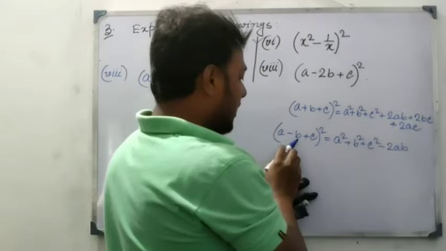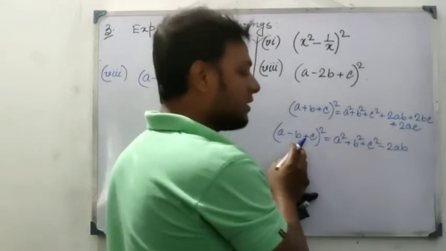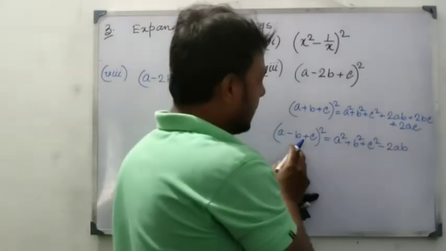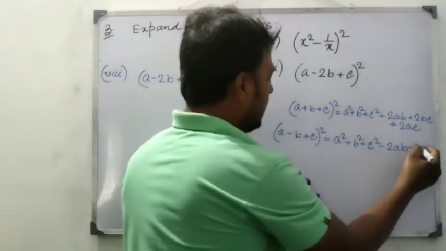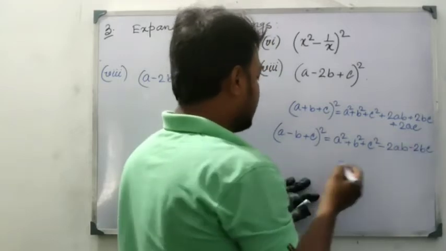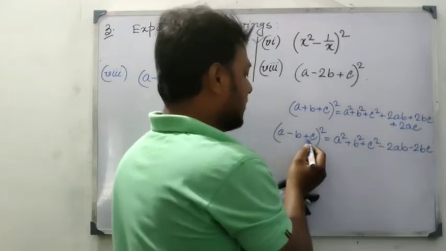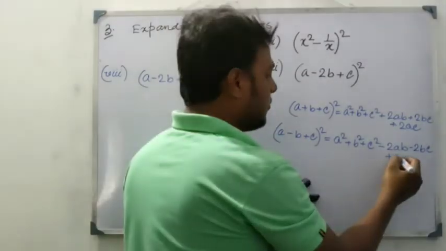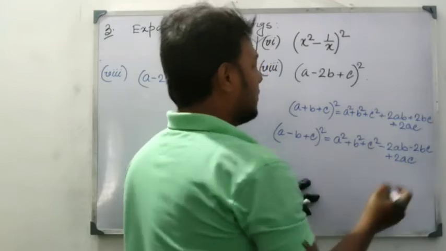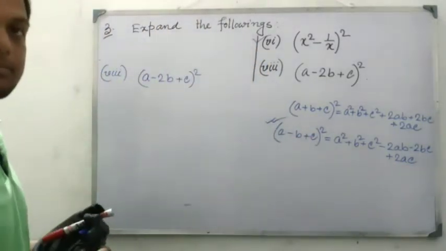To write 2bc, b is negative, c is positive. So plus into minus, the sign will be negative, and it will be minus 2bc. And the third one, 2ac. 2a is positive here, c is positive also. So positive into positive is positive, so it will be plus 2ac. So we have to use this result to expand it.